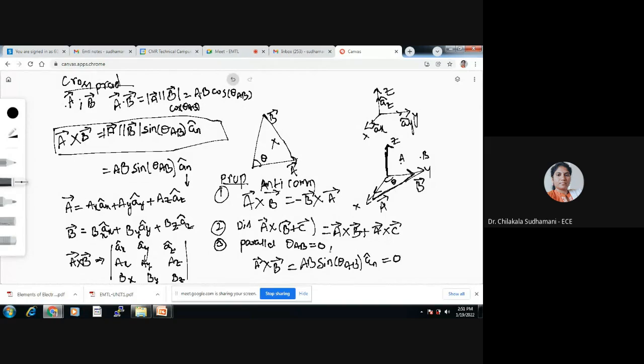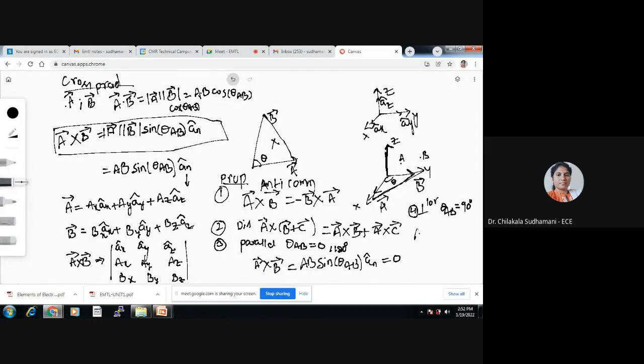If they are anti-parallel also, like 180 degrees, what happens? Sine 180 degrees is also 0. Whether they are parallel or anti-parallel, the cross product value is 0. Now, if the two vectors are perpendicular, then what is the theta value? 90 degrees. The angle between those two is 90 degrees.